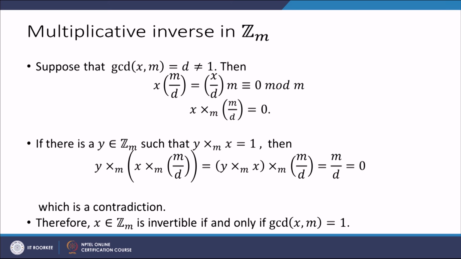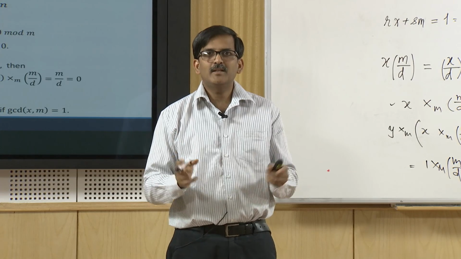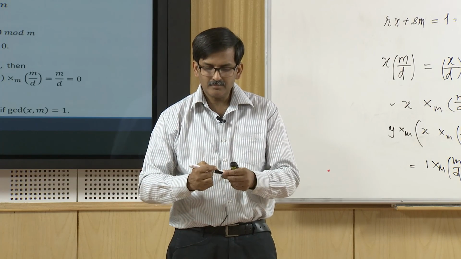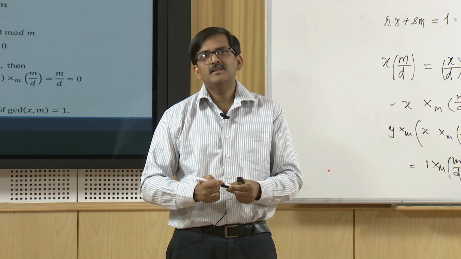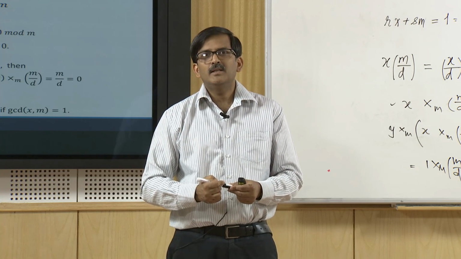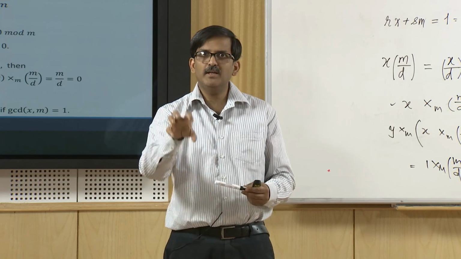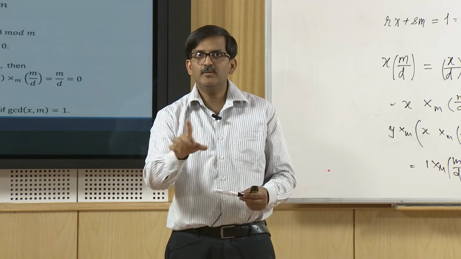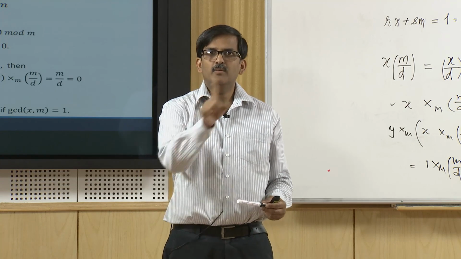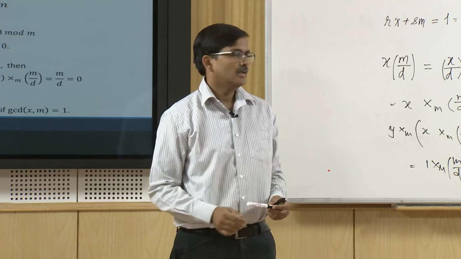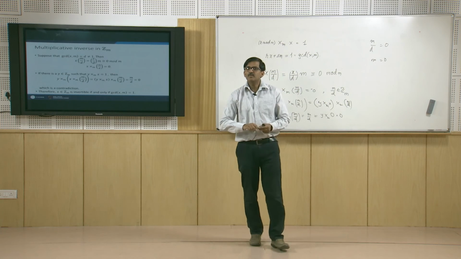Therefore, I come to the conclusion that an element x inside Z sub m is invertible, that is it has another element such that the product multiplication modulo m is 1, if and only if the greatest common divisor of that element with m is 1. So, we stop here.